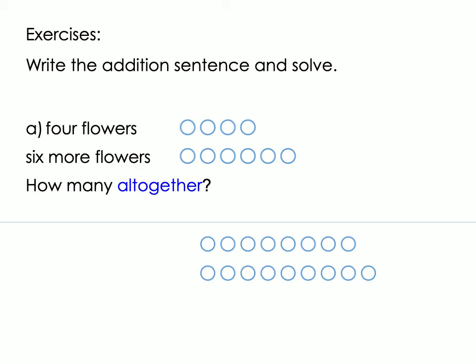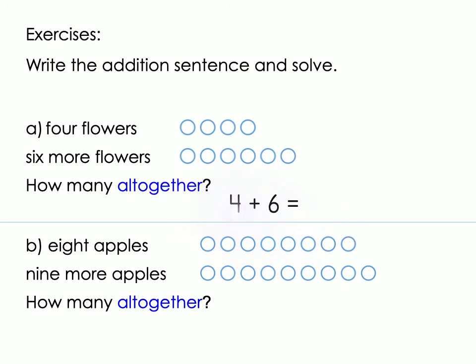Okay, so let's write addition sentences for these and solve them. So the first one, we have 4 flowers and 6 more flowers, and we just put the circles there instead of all the flowers. How many are there altogether? Well, we have 4 plus 6, and altogether, is it 10 or is it 11? Oh, Ethan tells me it's 10.